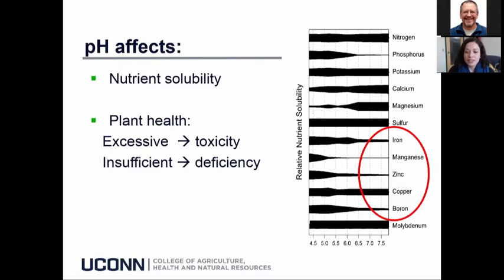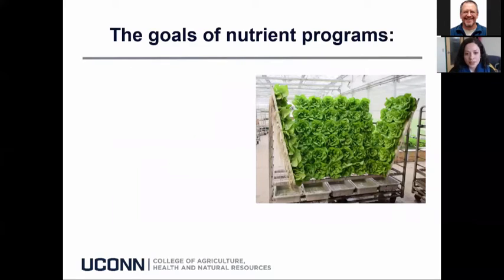Likewise, when the pH is too low, the nutrients become more available. So in cases where we're growing crops that are sensitive to excessive micronutrients, we might see that. In hydroponics, we don't have a lot of crops that are sensitive to excess levels of micronutrients. So you want to keep that at a level that's a little bit on the low side, right? Again, the main goal is to keep plant health, to avoid excessive levels of nutrients or insufficient levels of nutrients. So today we're going to talk about the goals of nutrient programs.